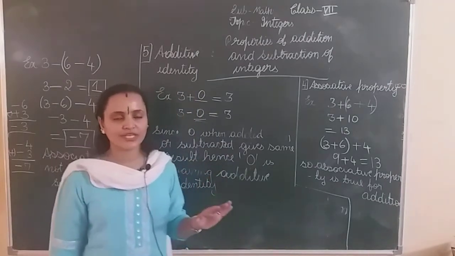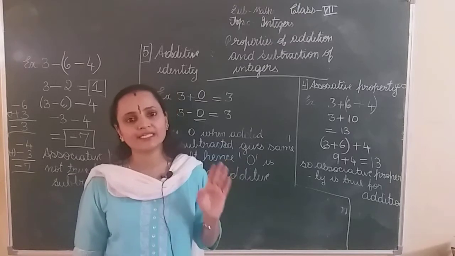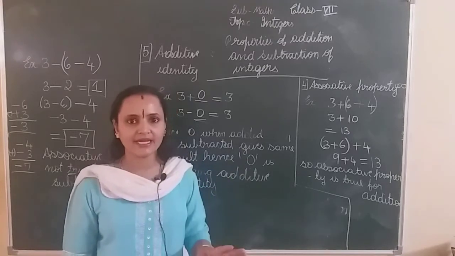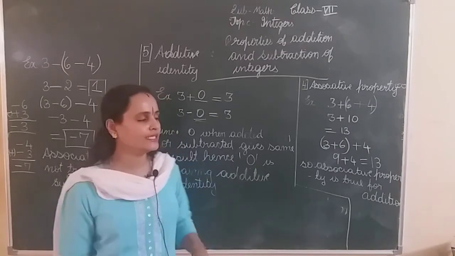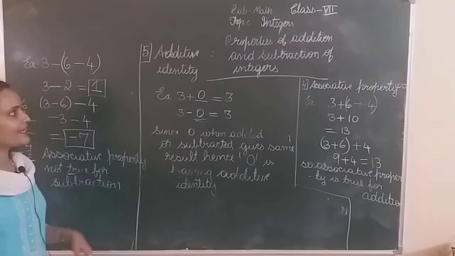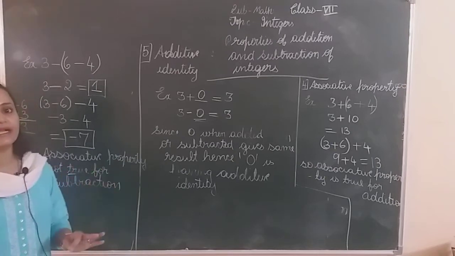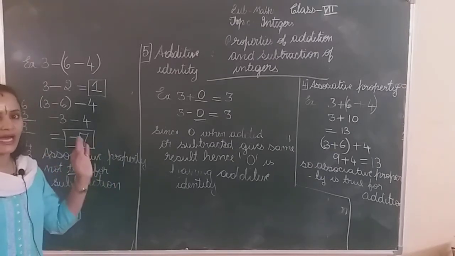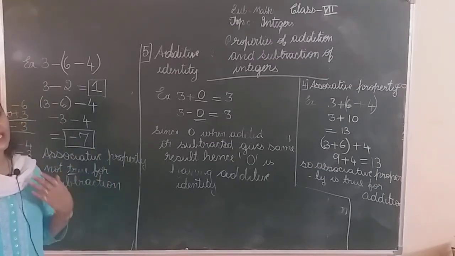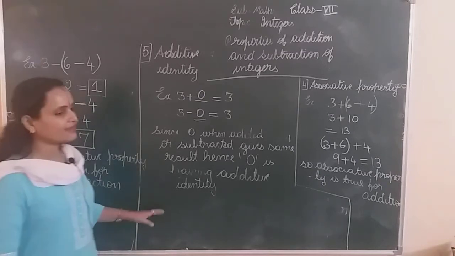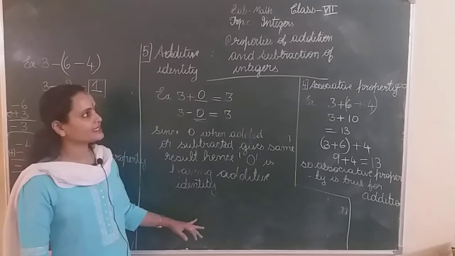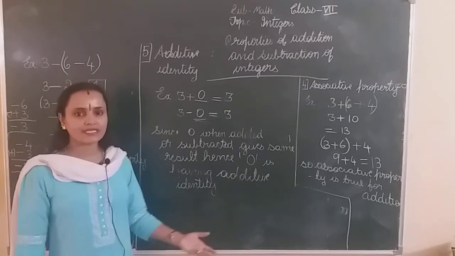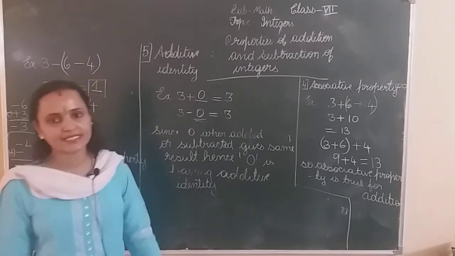Then you have associative property. Associative property is nothing but when you change the brackets, the result is the same. It is true only for addition, not for subtraction. And the last property was additive identity. 0 is the additive identity, since when you add or subtract 0 with any number, the answer will be the same number. So these were five properties of addition and subtraction of integers. Now in the next class we will start with the exercise.